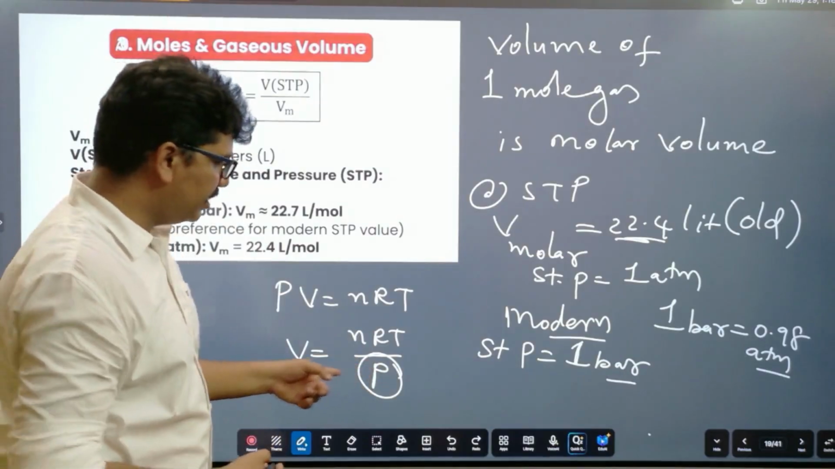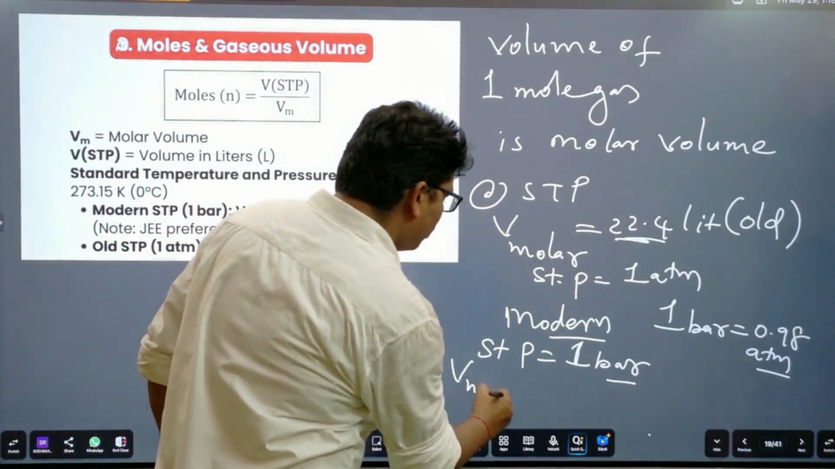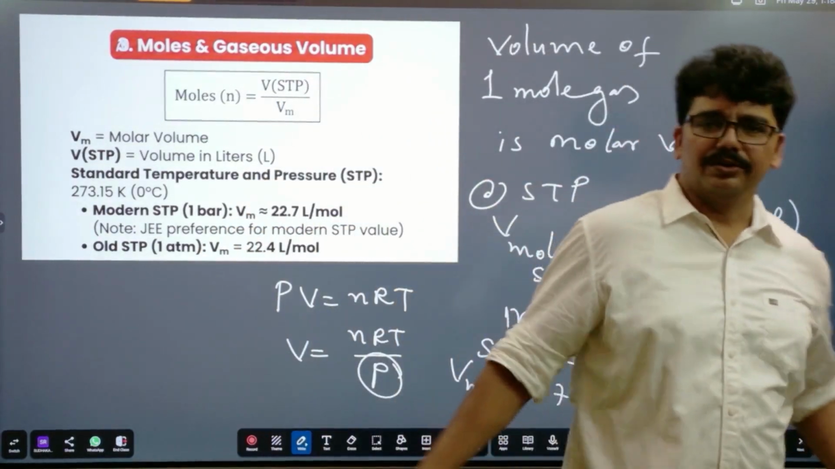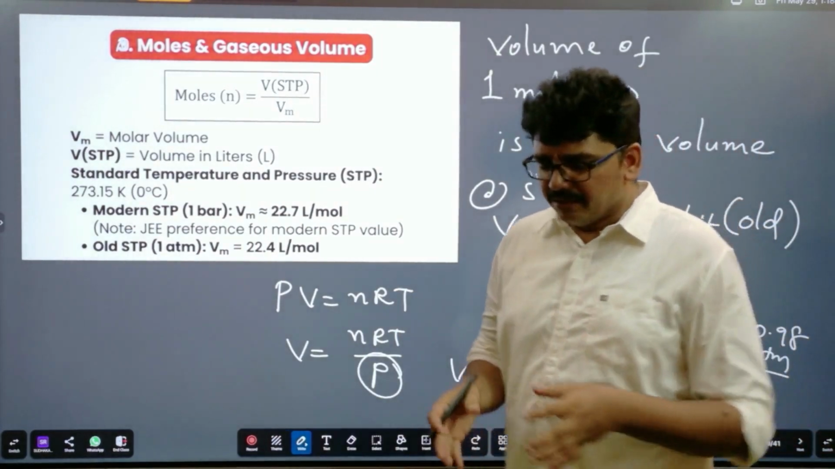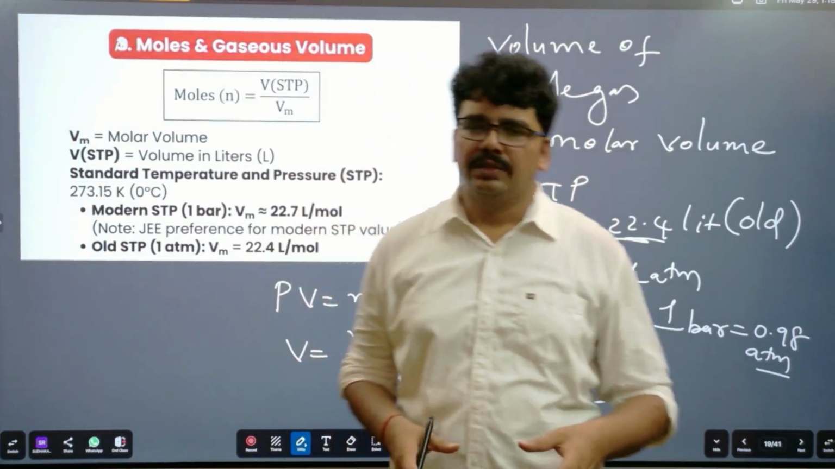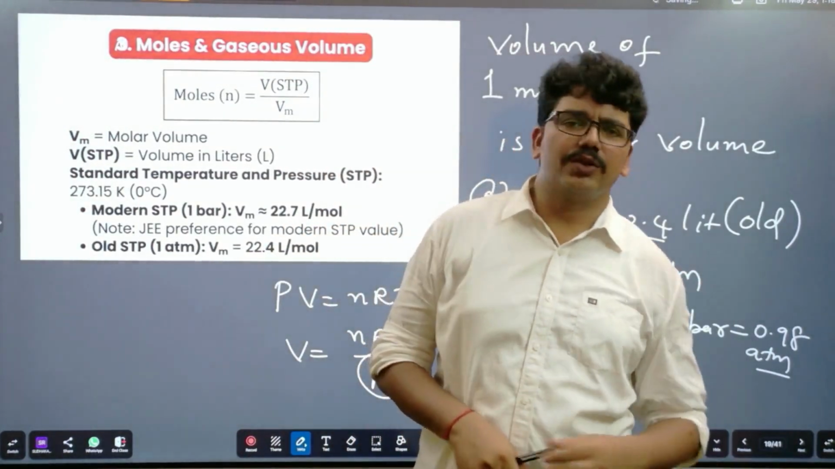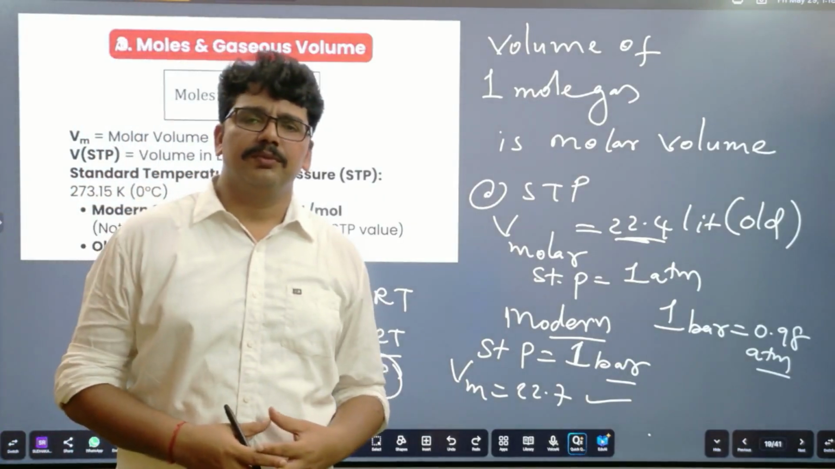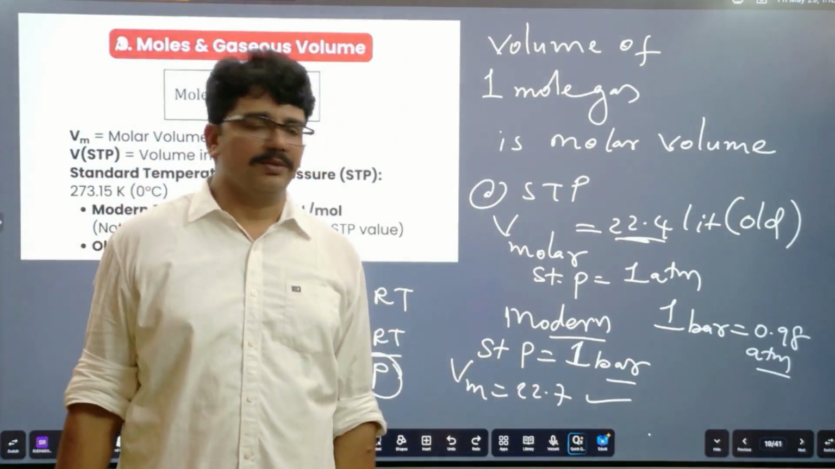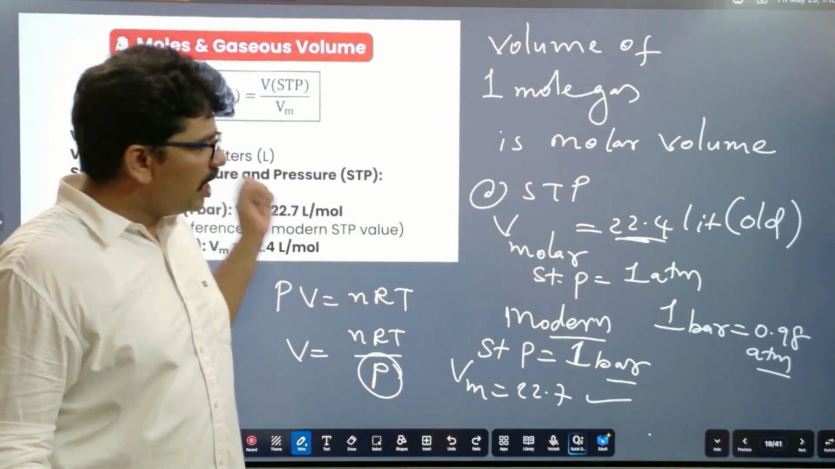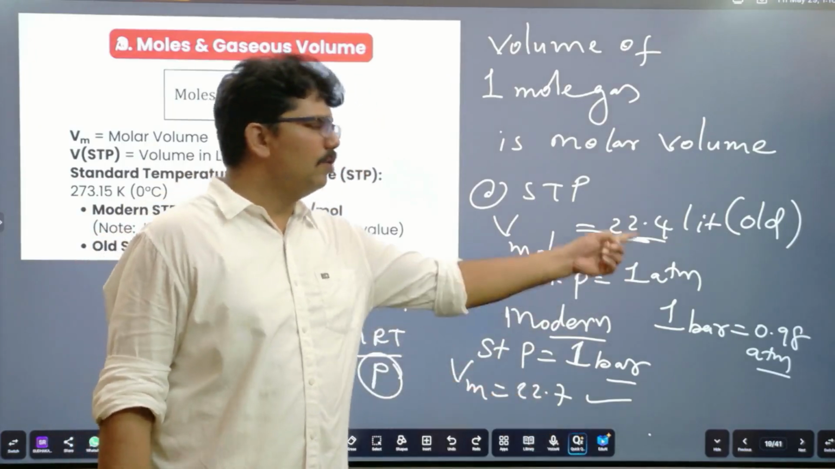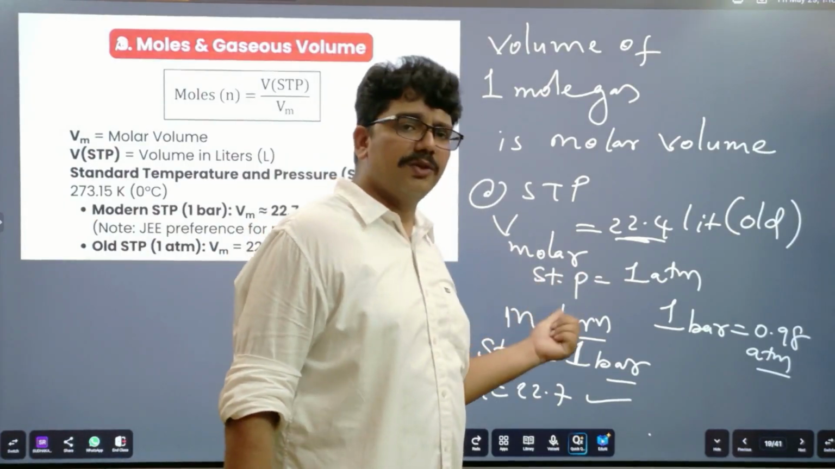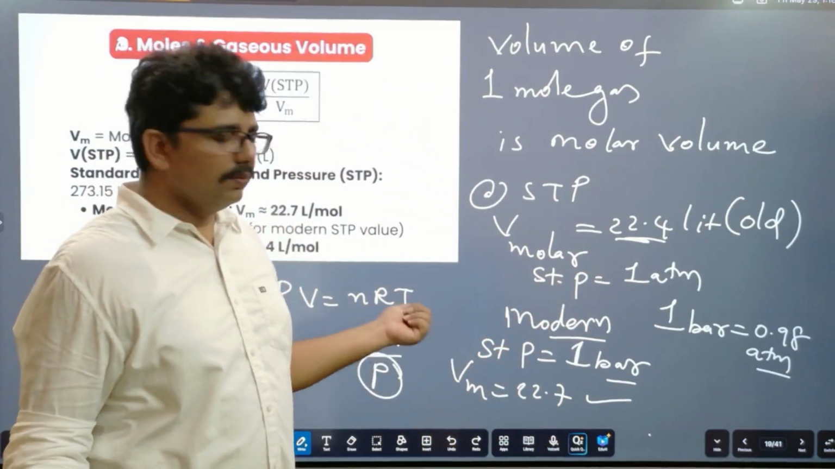Now, with 0.98, if you calculate it, the standard molar volume is 22.7. So, 22.7 is to be followed. Even in books, questions are solved with 22.4 liters only, but right now all NEET and JEE questions are with 22.7. So standard molar volume at STP is 22.7, the old value is 22.4. The difference is that previously the standard unit of pressure was 1 atm, now the standard pressure is 1 bar.